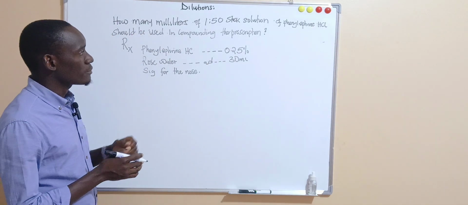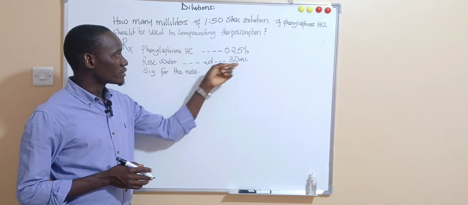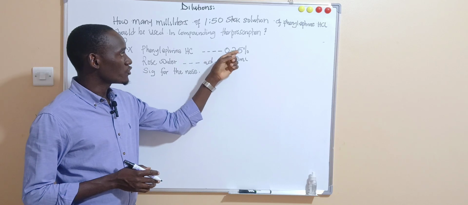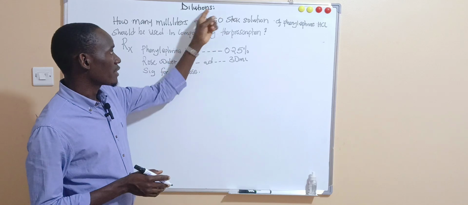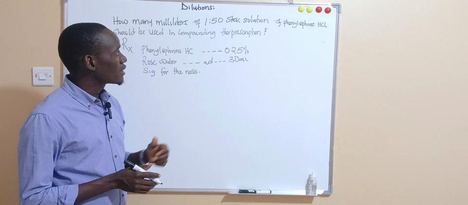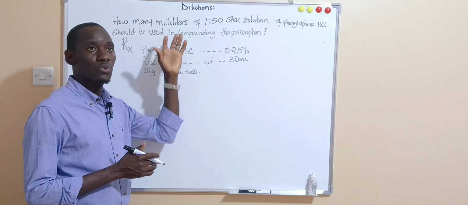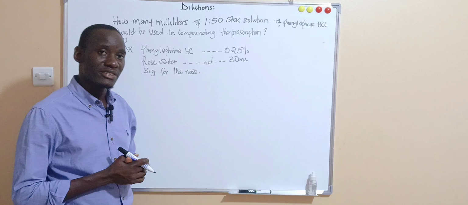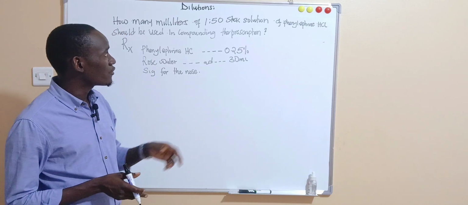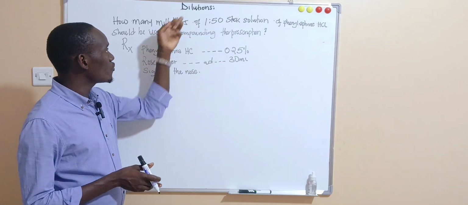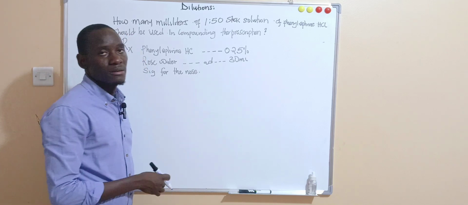You're first given a prescription where you're required to prepare certain mils of a 0.25% solution from the stock solution. The question is similar to what we covered in our first lecture. So we want to see how we can calculate the volume of stock solution that will be required in order to prepare this prescription.